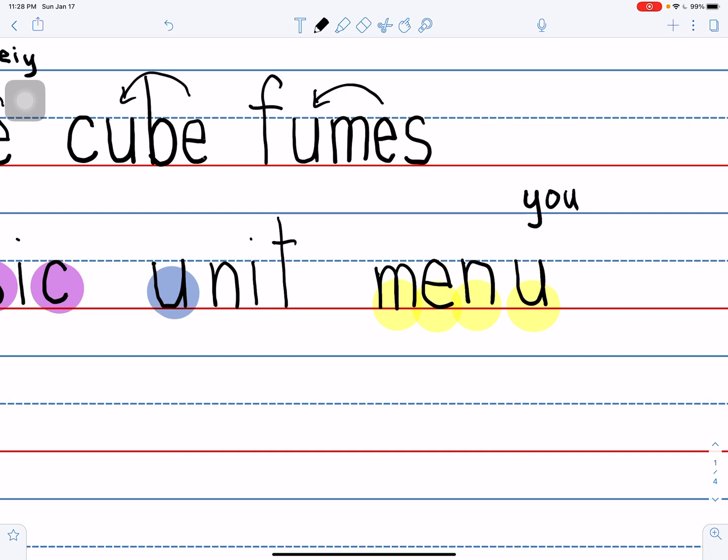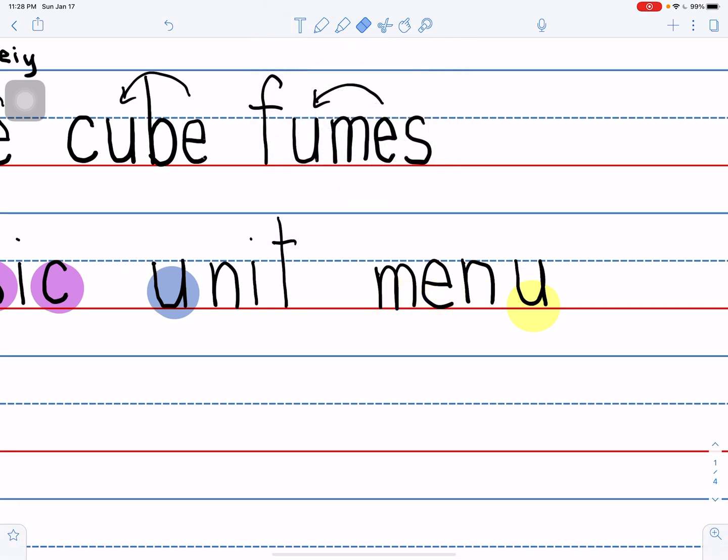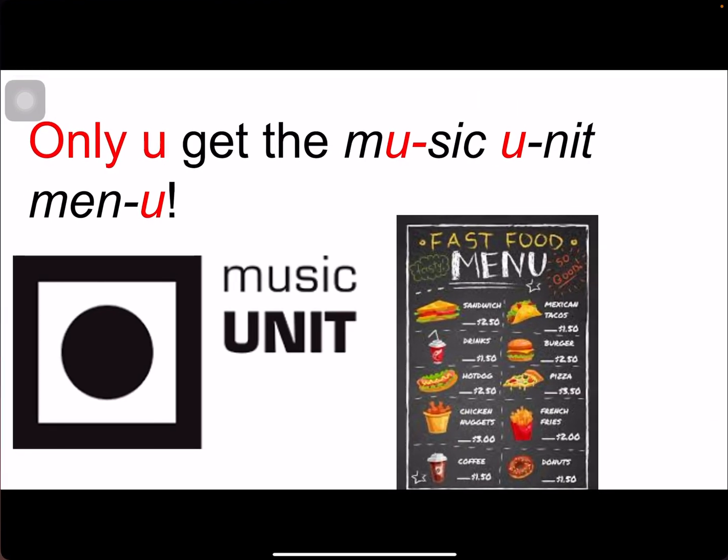But menu came to us from another language. It's actually French. And so we took their spelling when we brought the word into our language. So we break the rule about English words don't end with a U, because this was originally French. M, e, n, U. And let me just mark that we've got this U spelling the U sound at the end of a syllable. Let's look at our words again. Only you get the music unit menu.